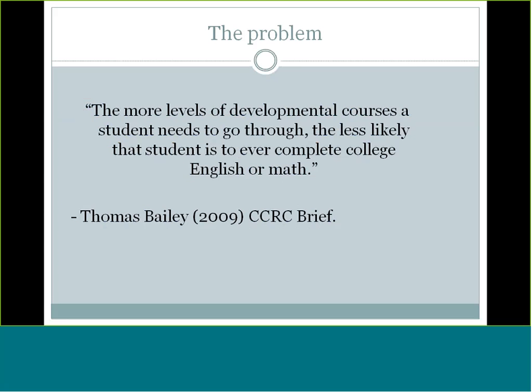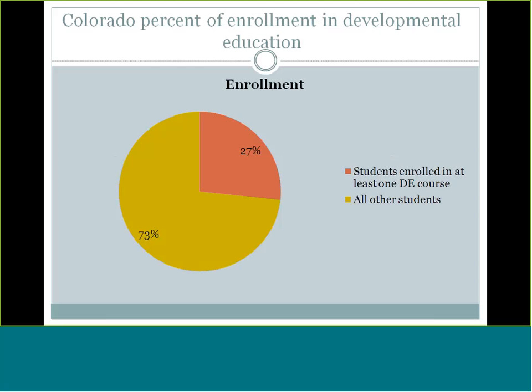So just like many of you are seeing at your colleges, our colleges in Colorado talked about some of what's been identified from CCRC, that the more levels of developmental education a student needs to go through, the less likely that student ever is to complete college English or math. And we found that with our data to be completely true here, and said, you know, there are structural things we can do to help address some of these problems, so let's.